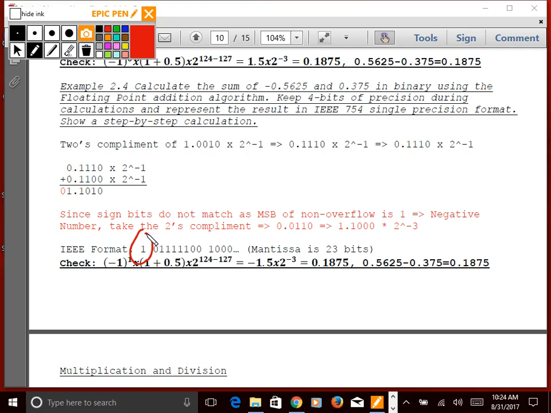And if you do the check, it's 2 to the negative 1, 1 plus 0.5, 2 to the 124 minus 127, it's going to be negative 1.5 times 2 to the negative 3, which is the same thing as negative 1.5 divided by 8. And as a result, we get negative 0.1875.